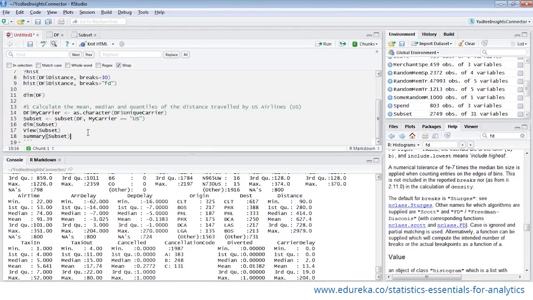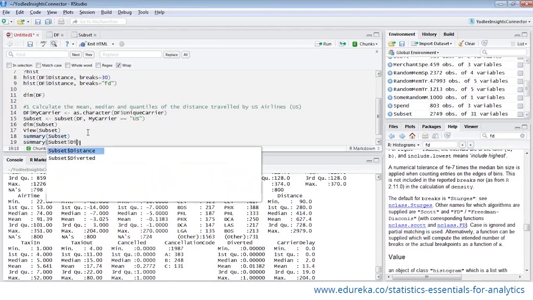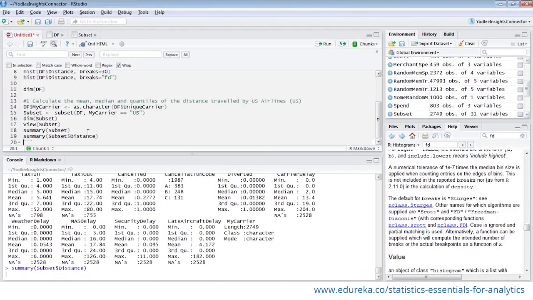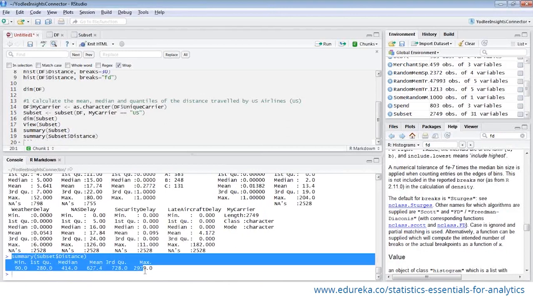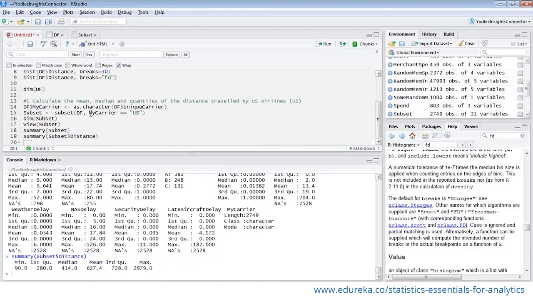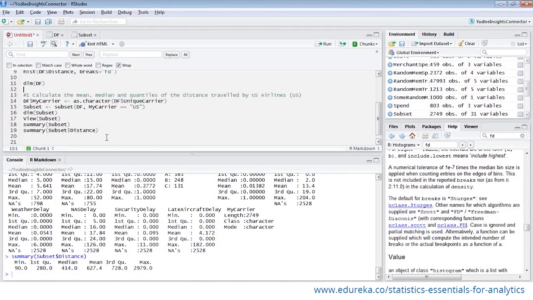If you want to know only about some particular attribute, then you can specify that attribute here. It will give you the summary of only that particular attribute. It will not give you details of all the attributes, just this attribute. Okay. So this is very simple. The command is called summary, which will give you this.